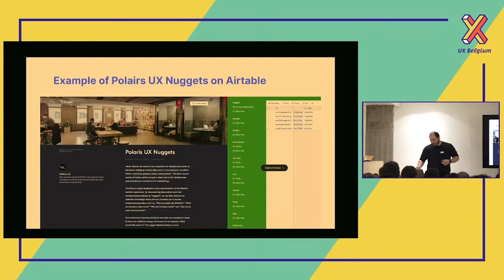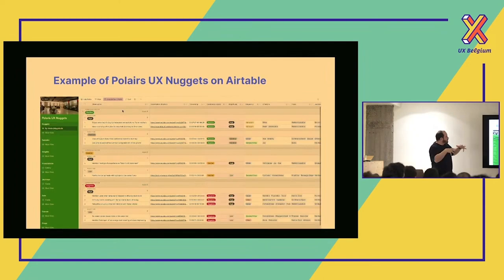So I would like to give an example of the Polaris UX nuggets. You can find it on Airtable, and basically it provides the, it's a nice Airtable, no? You have some nuggets and how they converted them into insights. So if you want to take a look, this is quite an interesting one.